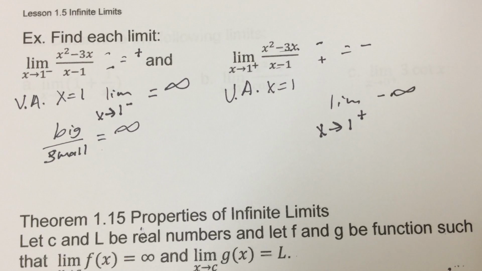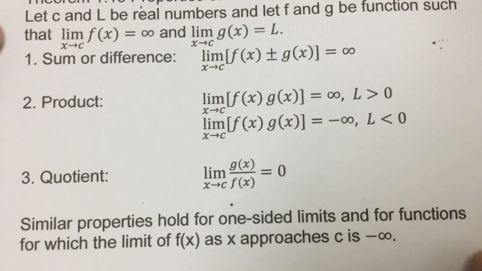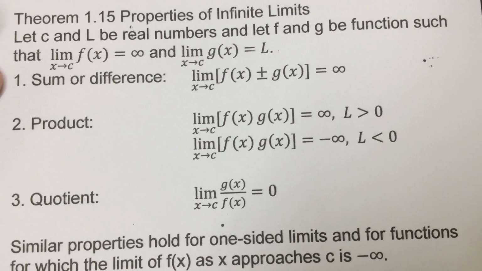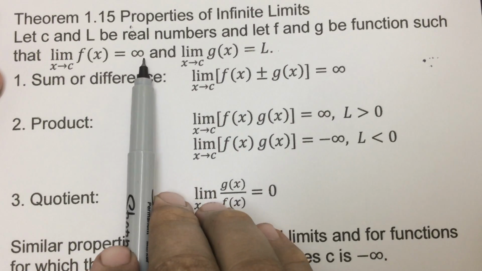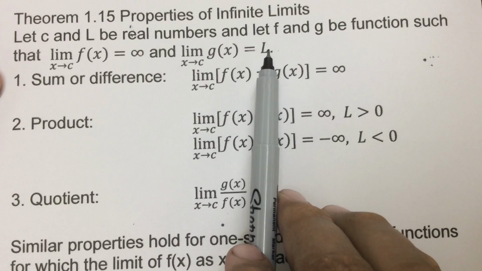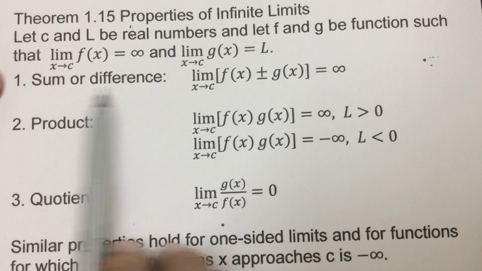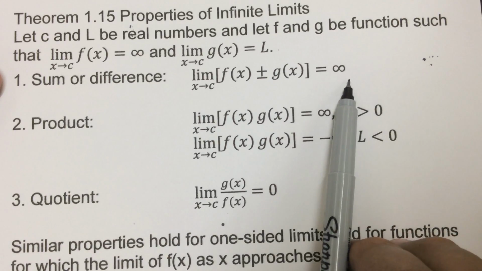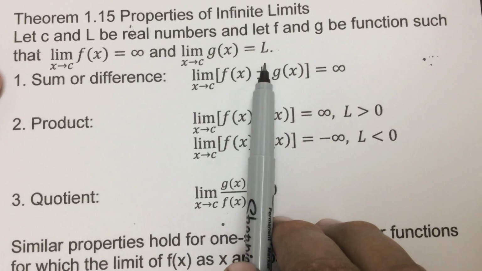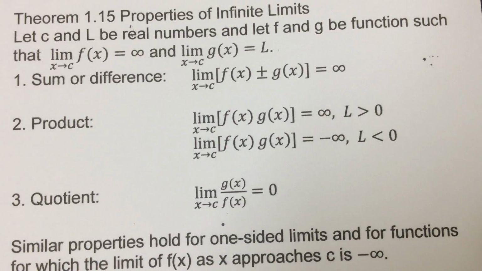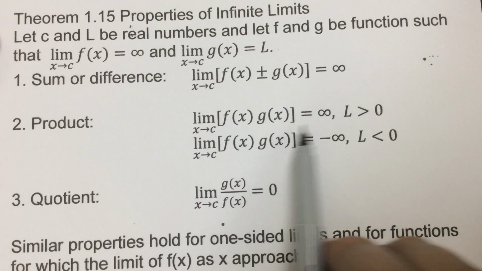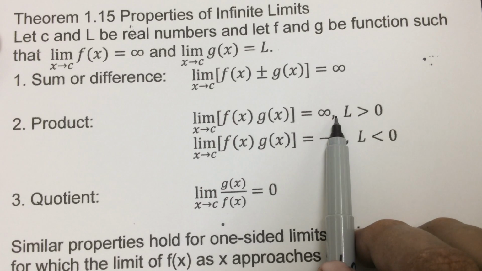So, some properties of limits. If we have one function that goes to infinity and another function that goes to a specific limit, if we add or subtract them, it's going to go to infinity. So think of it, it's like if this is going to infinity and this is going to 1, infinity plus 1 is still infinity. Or if we're going to infinity and we take 1 away, we're still going to infinity. If we multiply them, we're going to infinity.